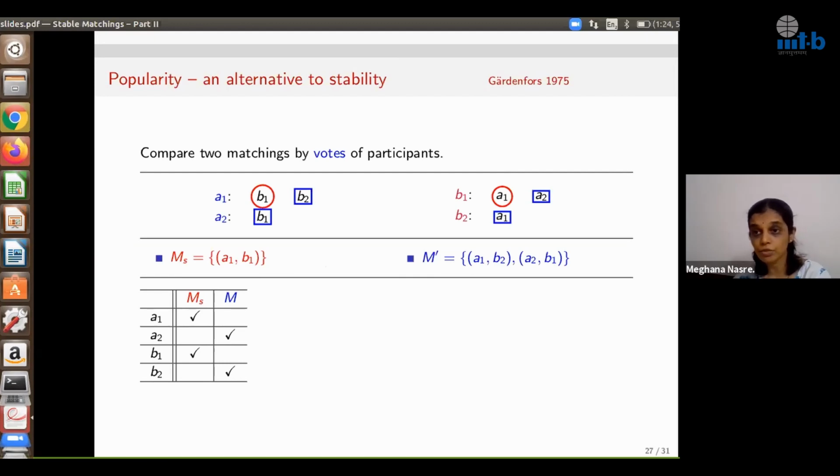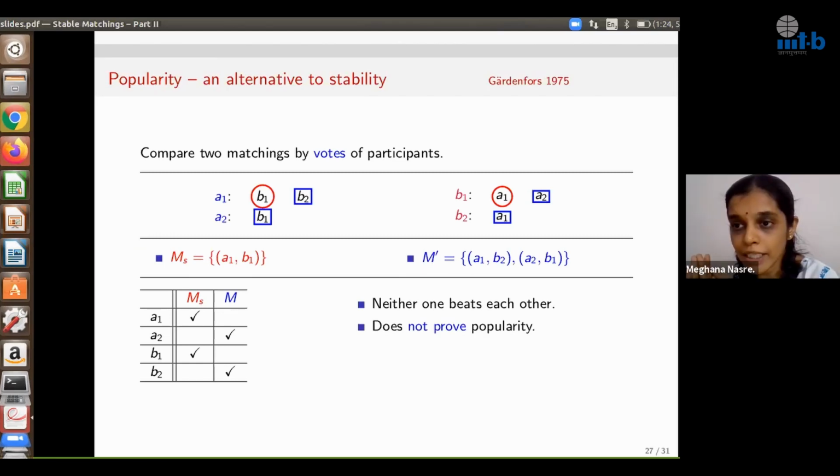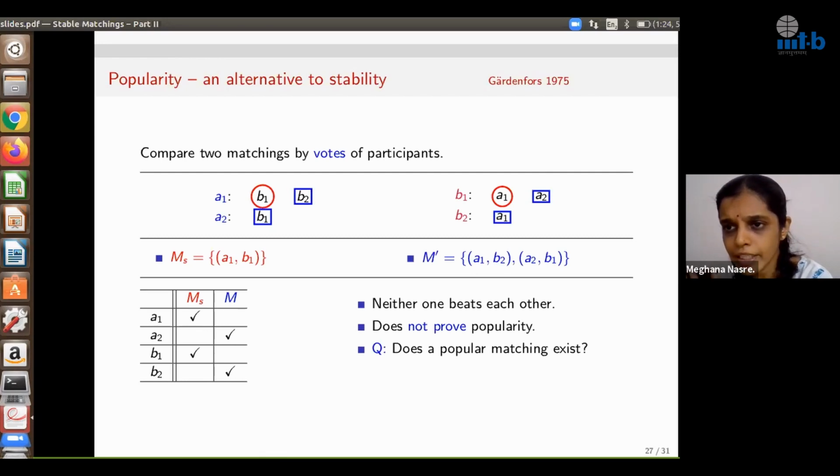So popular matchings do not have the same size, and therefore the natural goal is: can you compute a maximum cardinality popular matching? I repeat that showing that 2 matchings are equal in terms of their votes does not prove that one of them is popular. It just says that this doesn't give you any conclusive answer. On the other hand, to show that a matching is not popular, it suffices to give one matching which beats that matching in terms of the votes.